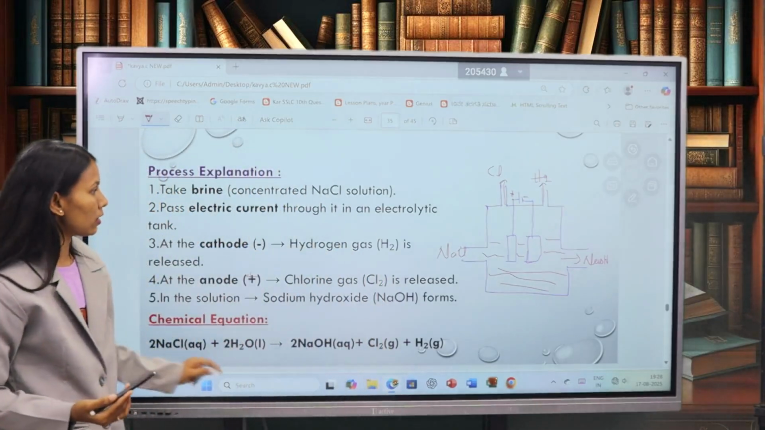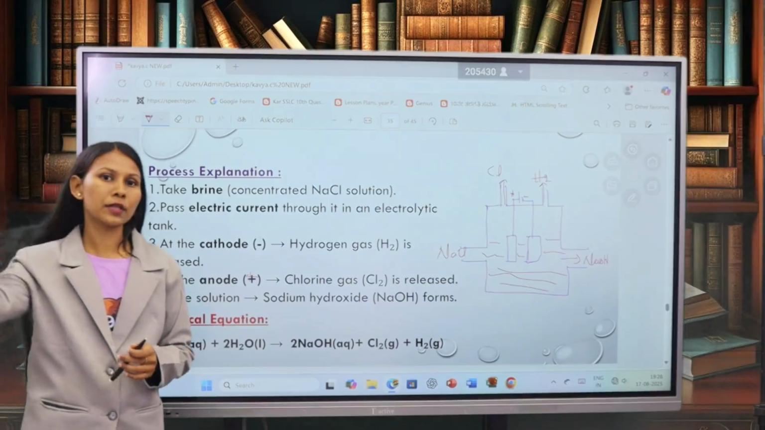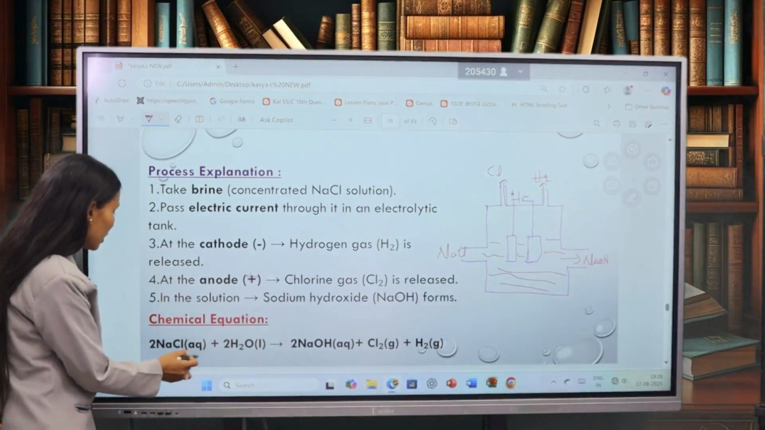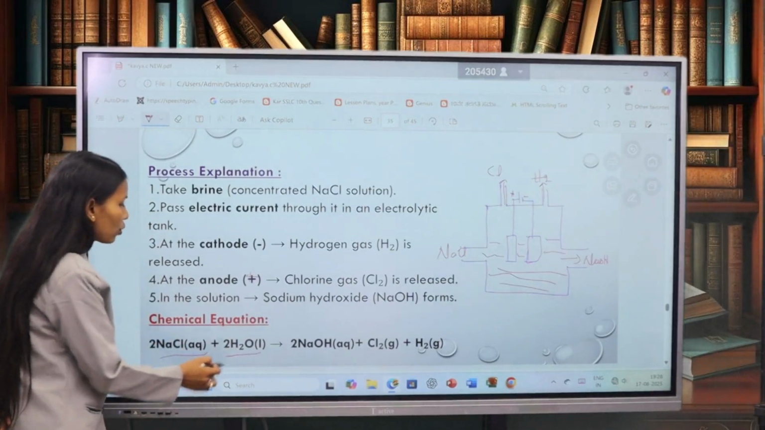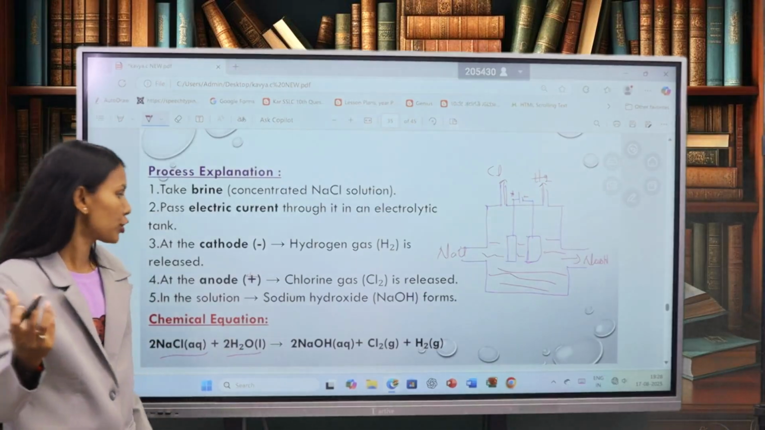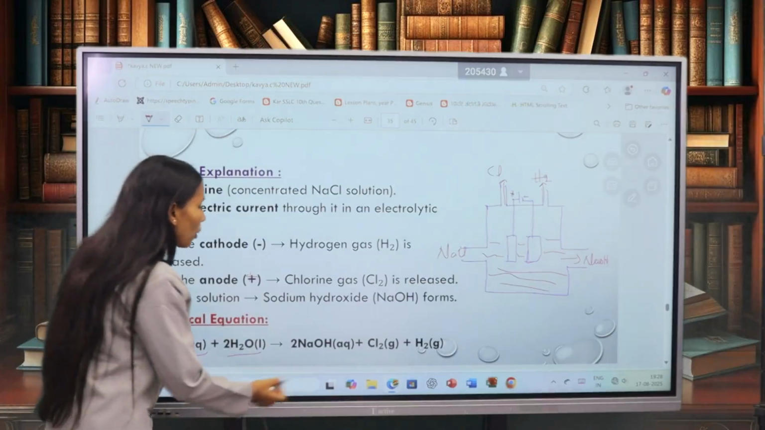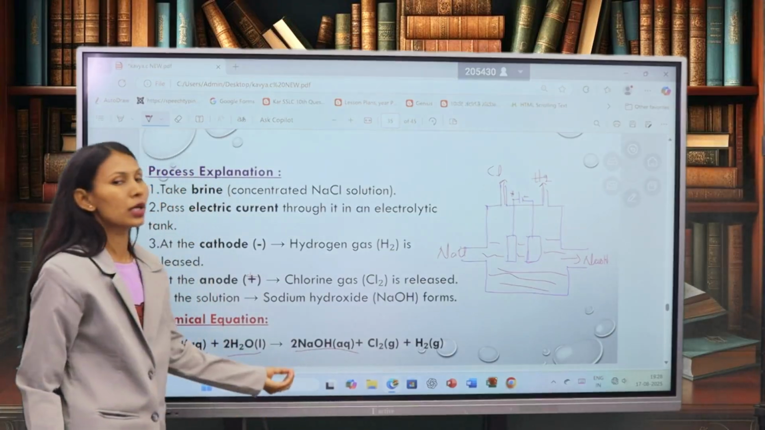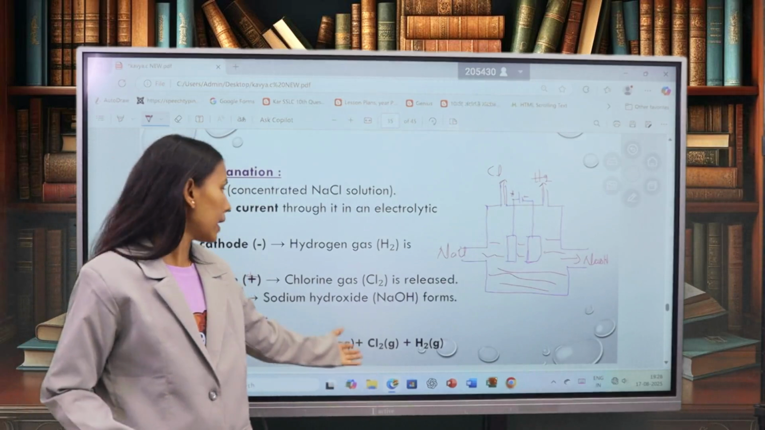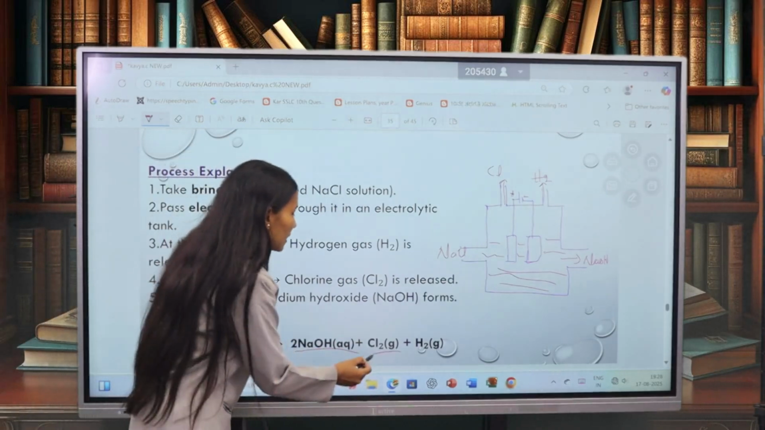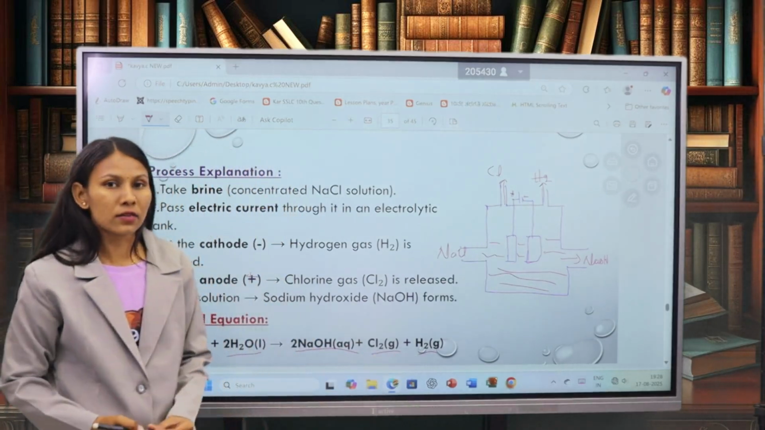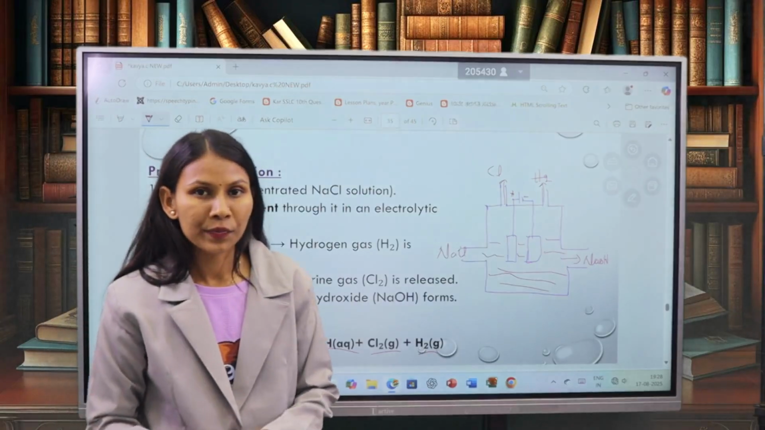Next is the chemical equation. 2NaCl taken in water forms an aqueous solution. It forms 2NaOH, that is sodium hydroxide, which is the product we needed. Again, chlorine gas as well as hydrogen gas are released at the anode and the cathode.